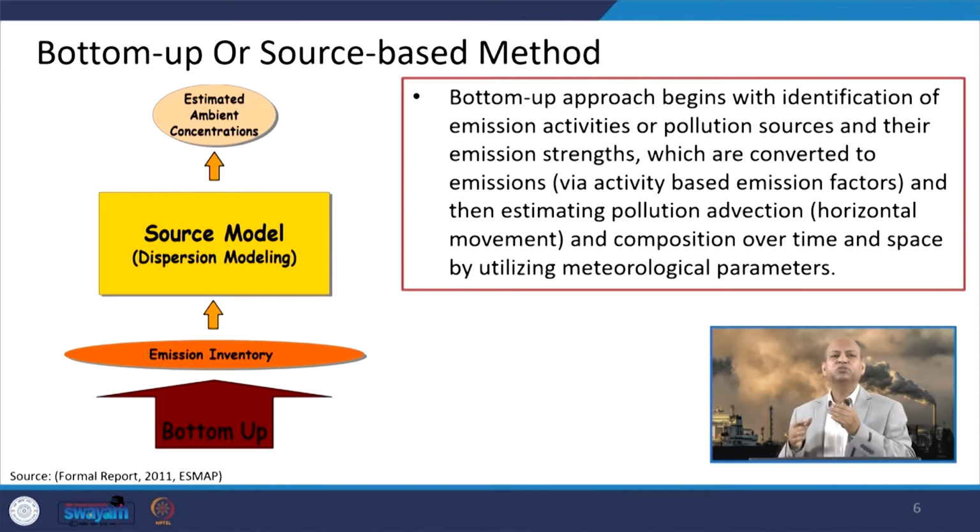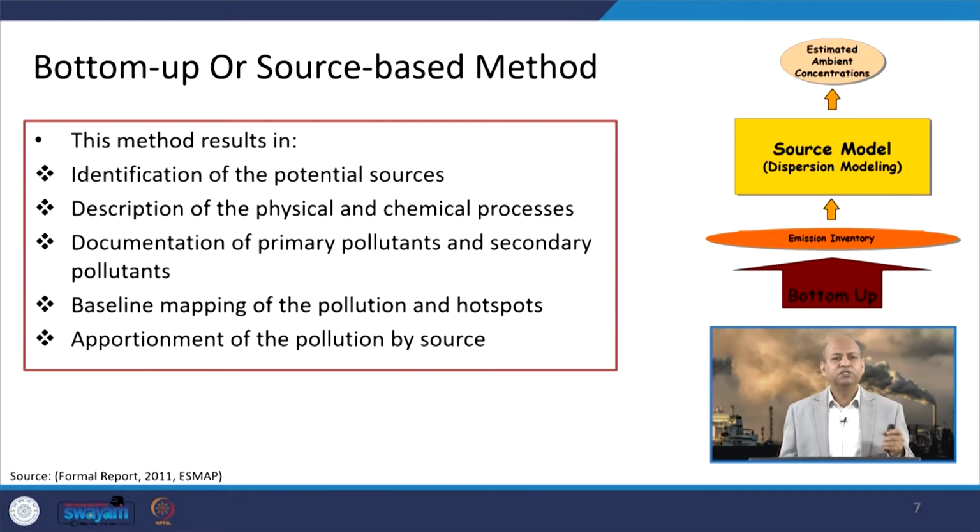When we talk about the source based methodology of source apportionment, or the bottom up approach, we are basically talking about emission inventory development and then using the emission inventory in dispersion modeling. The dispersion modeling gives us the air quality concentration at certain locations of our interest. So, that is the bottom up: at the ground level we need to know how many pollution sources there are, how much pollution is coming from those sources, and how those emissions contribute to deteriorating the air quality. For that we use different dispersion models.